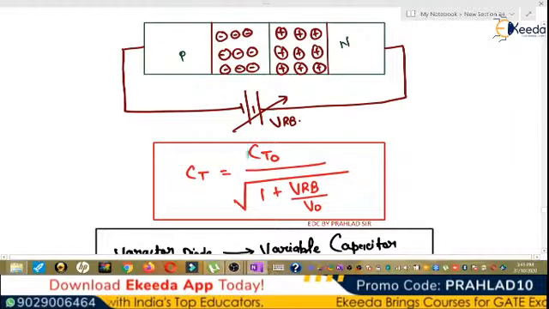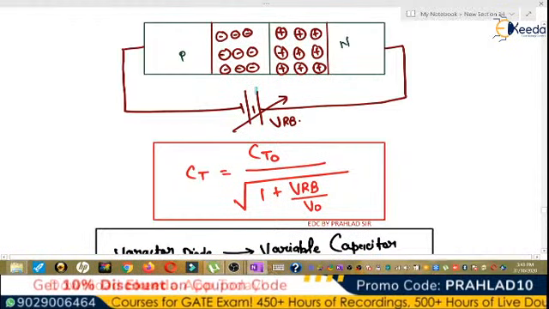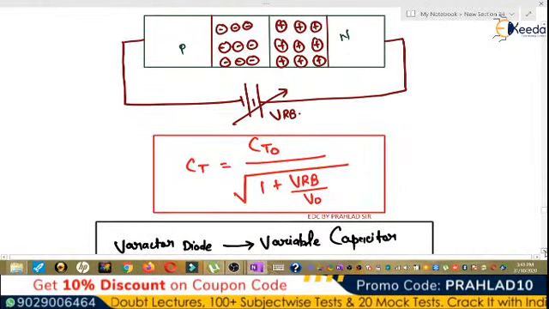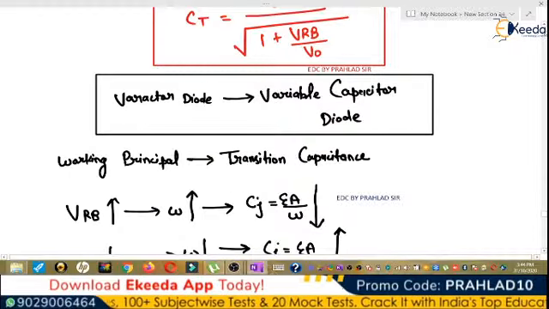Varactor diode, it is also called a variable capacitor diode. The working principle is the transition capacitance. When a normal diode is reverse biased, then the width of the depletion layer increases. When the width of the depletion layer increases, the capacitance also varies. The capacitance formula is Ct equals Ct0 upon the square root of 1 plus VRB by V0.